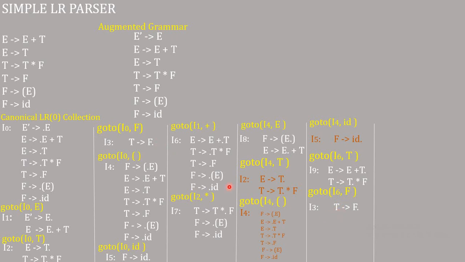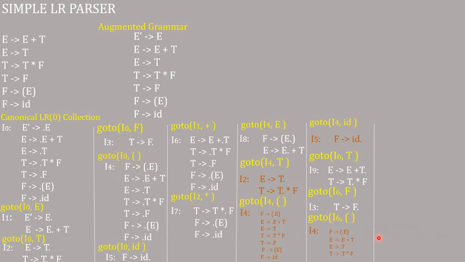Then the next one is goto of I6 comma open bracket. When you just shift it, you will be getting F tends to open bracket dot E closed bracket, and since it is a dot followed by a non-terminal, you will be applying the closure operation. So you will be getting the same I4. Since I don't have space, I just included only 4 productions, but you will be getting all the productions. You will be getting the same item set I4.